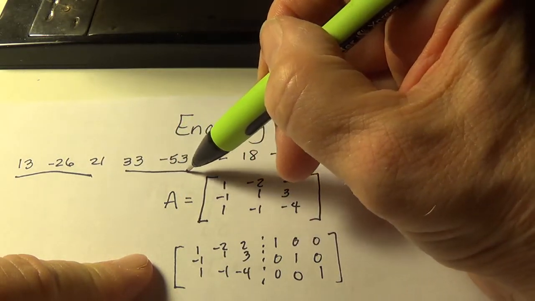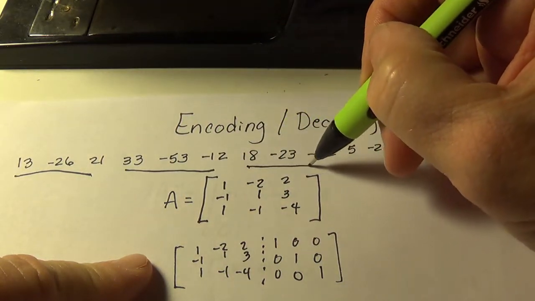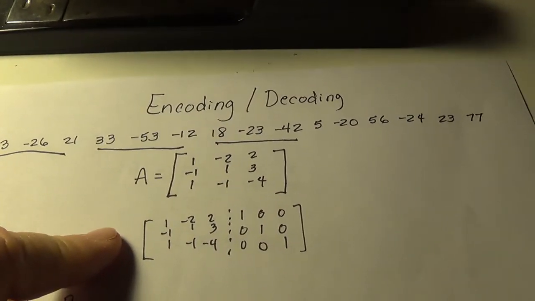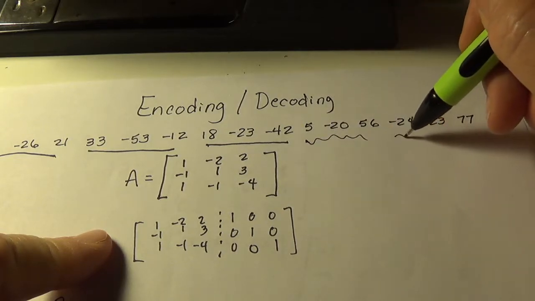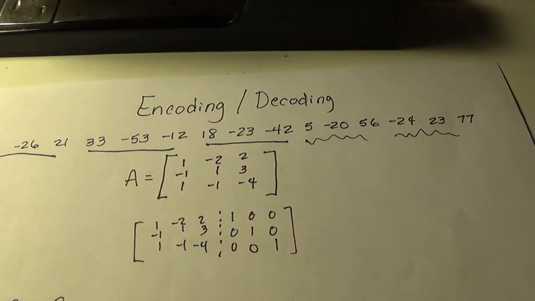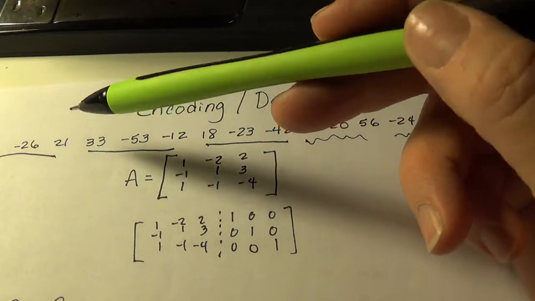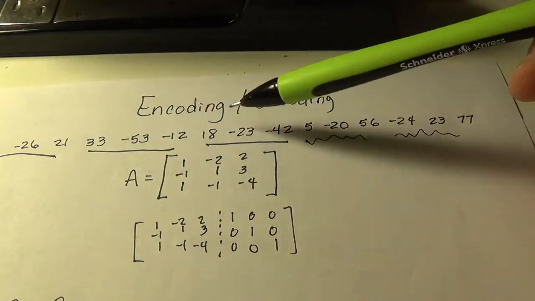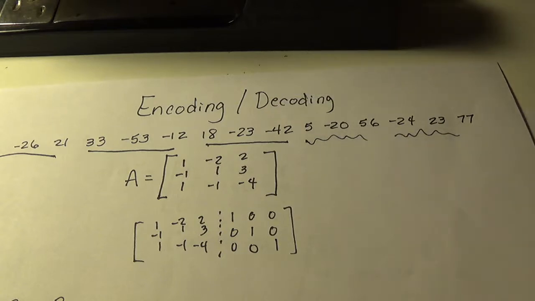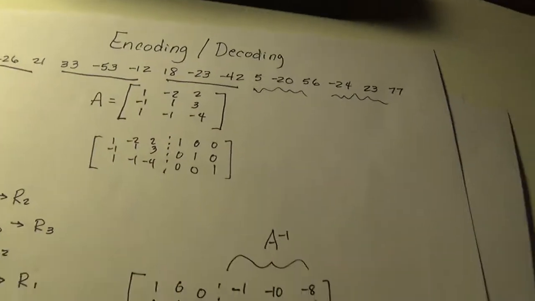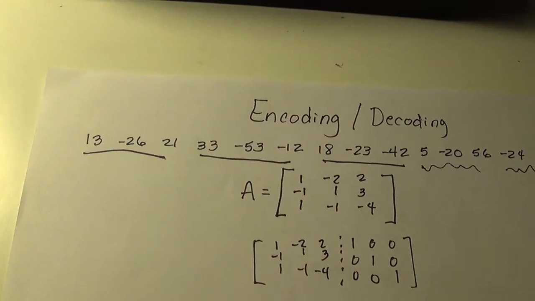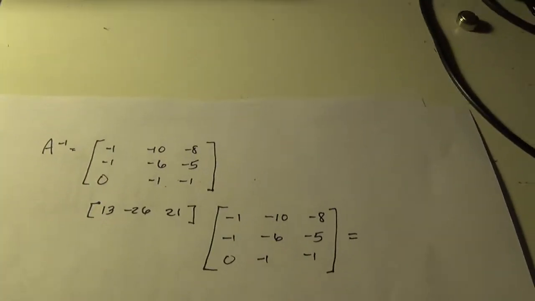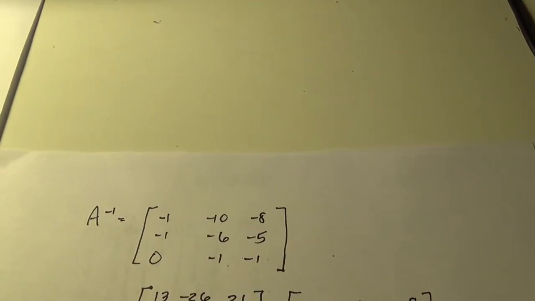I'll do this one, this one, this one, and I'll let these last two, this one and this one, be for you to do. So watch me do the first 3. Because I'm using a 3 by 3 matrix, and I could make it larger, I'm going to divide my code into sets of 3. Now I'm going to take each set. There are the numbers 3, -26, 21. Let me put that aside. And here's my inverse again.